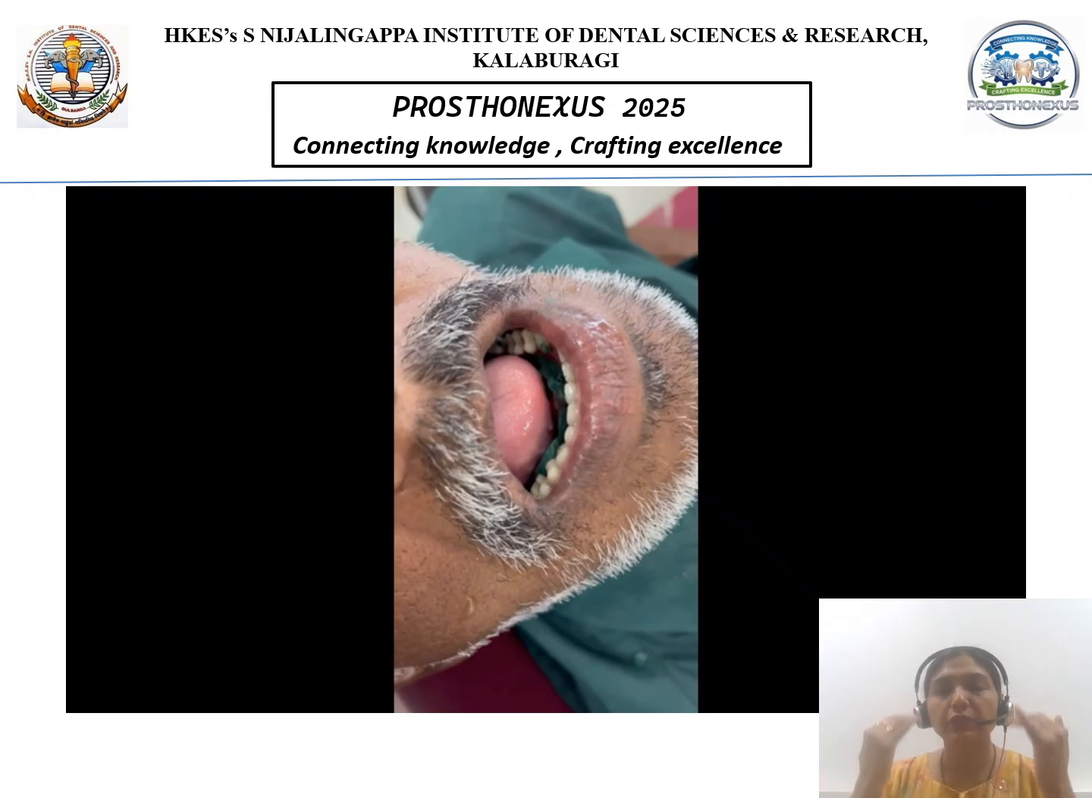And at the retromolar area, there also you apply the material and ask the patient to protrude the tongue, and you apply pressure against that particular region such that the retromolar area is recorded properly. So here also the tongue plays a vital role in making the secondary border molding and secondary impression. It helps in retention, and the stability of the denture is maintained.